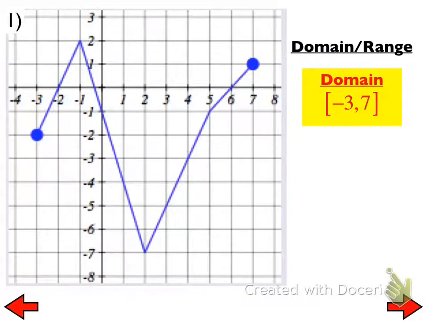Now we are in the domain of range. We can use brackets or parentheses. And so therefore I have brackets because we are actually including the points there.